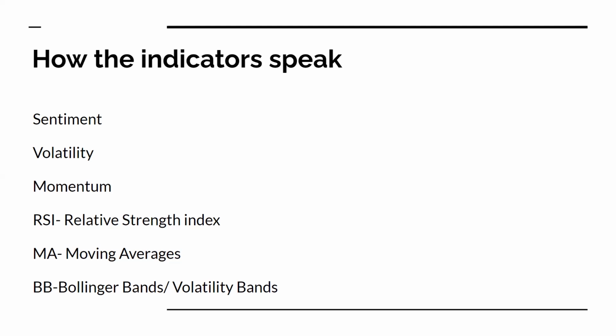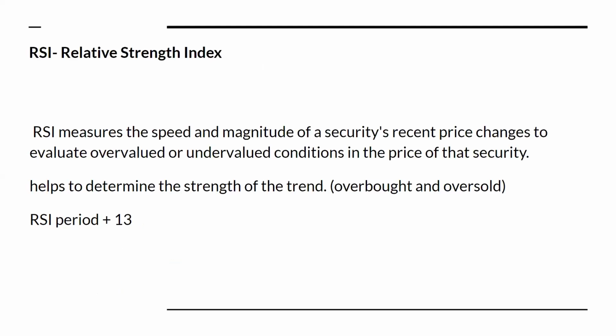It's made of Bollinger Bands, that is also called volatility bands. We're going to look at how to add the TDI on your chart. Let's just break it down. So what is the RSI?